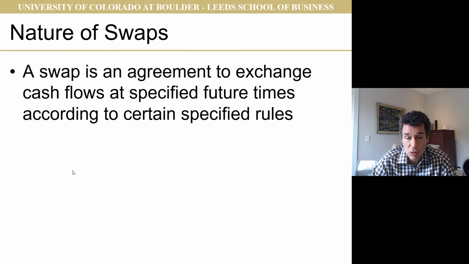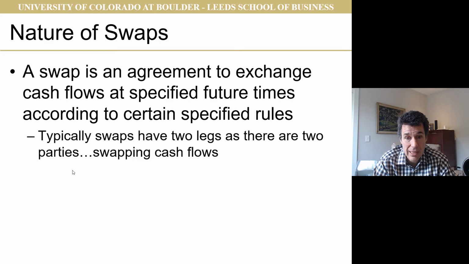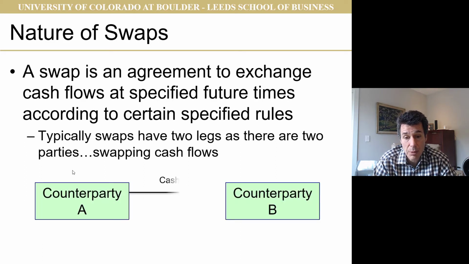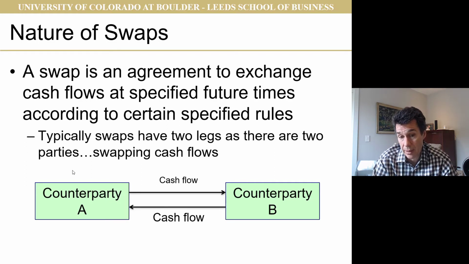Okay, so what is a swap? A swap is an agreement to exchange cash flows at specified future times according to certain specified rules. So that's a pretty useless definition. Typically, swaps have two legs, as there are two parties swapping cash flows. Counterparty A pays cash flows to counterparty B. Counterparty B pays cash flows, different ones, to counterparty A.